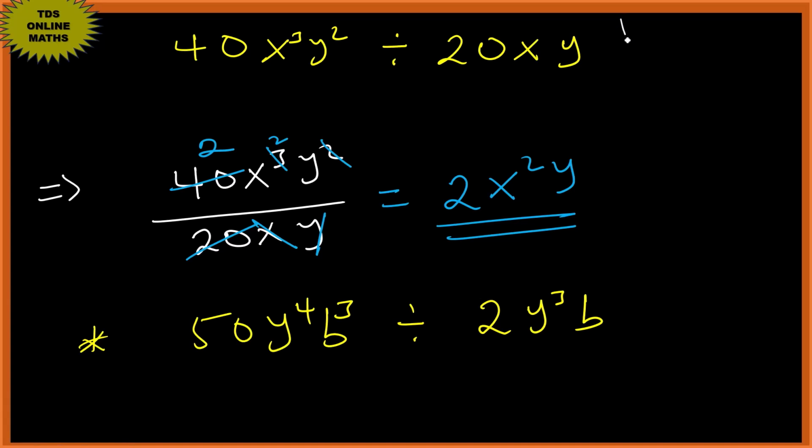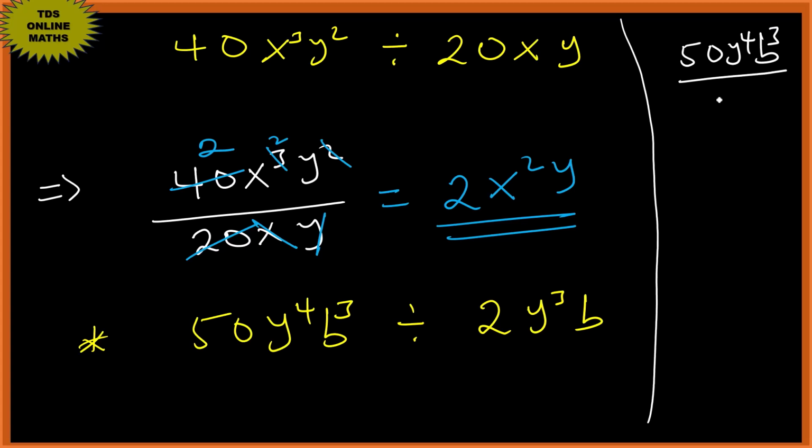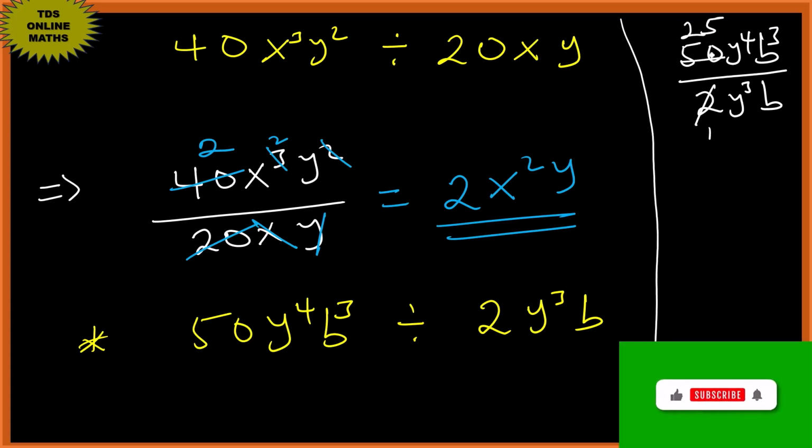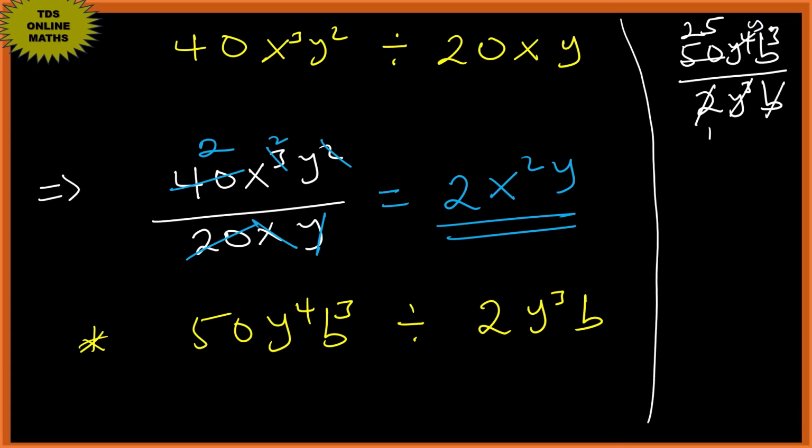So same thing, just write 50y to the power 4 b to the power 3 on 2y to the power 3 b. Okay, so let's divide. 2 here 1, 2 here 25. So we have y to the power 3, y to the power 4. I've left it 1. So this side will be 2. So we have 25 yb squared.